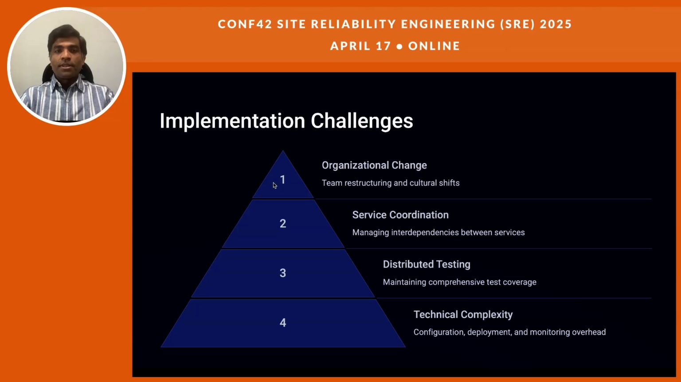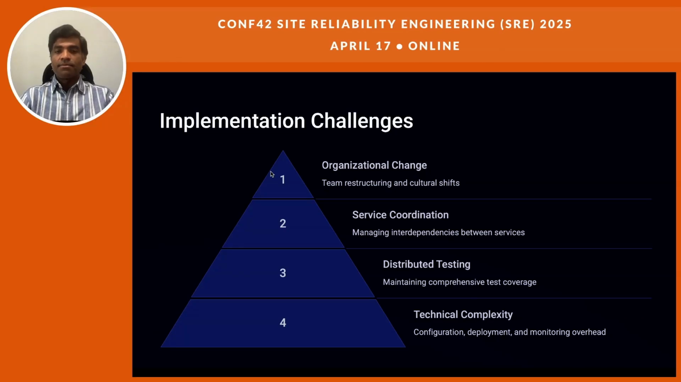Let's move on to the next slide. We will talk about some of the implementation challenges. Transitioning to microservices architecture is a significant undertaking that requires addressing various organizational and technical challenges. One of the most critical obstacles is organizational change, which normally involves restructuring teams and fostering a shift in culture, and some learning curve. Moving from a monolithic structure to microservices demands decentralization, where individual teams take ownership of specific services.